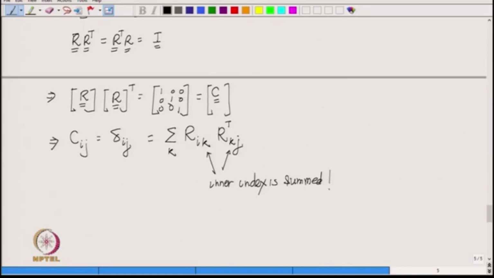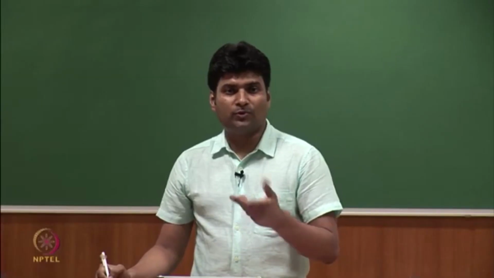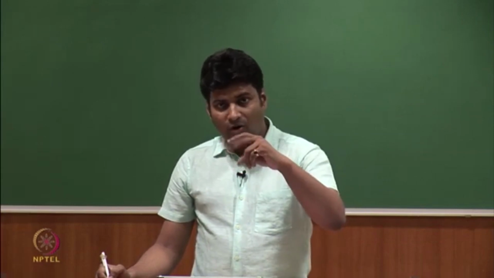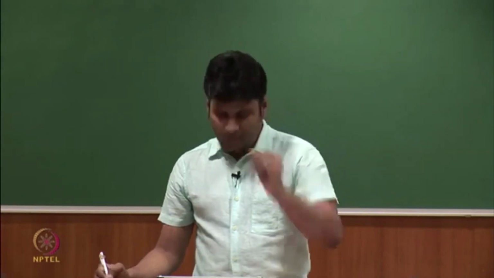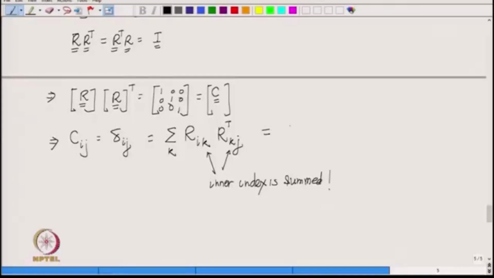But then R transpose k j is the same as R j k, is it not? What do we do in transpose? We just flip the off-diagonal components, right. So, this is the same as summation over k R i k R j k, which is equal to delta i j. So, can you see its meaning?